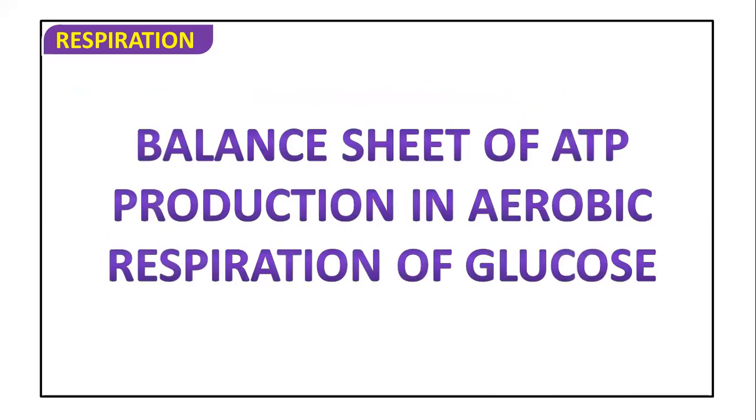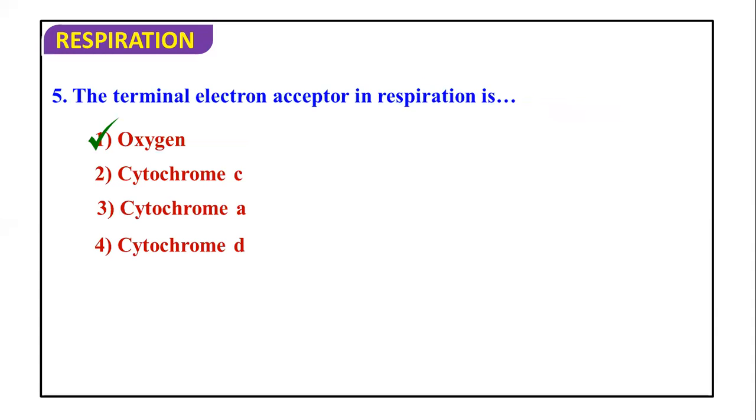So this is about the electron transport system and oxidative phosphorylation, and how NADH2 and FADH2 get oxidized. NADH2 gives 3 ATP and FADH2 gives 2 ATP, as we have discussed.